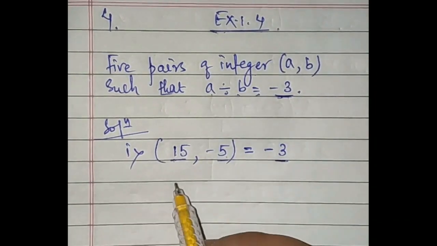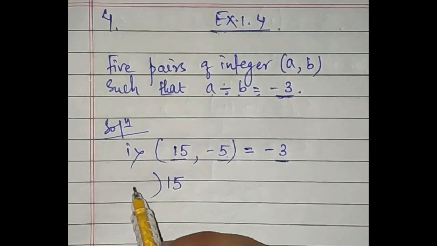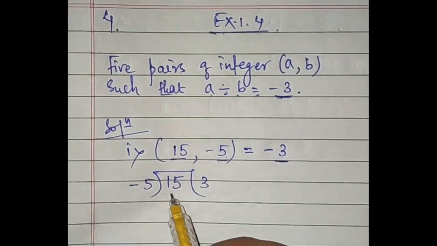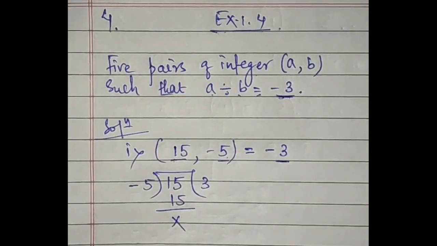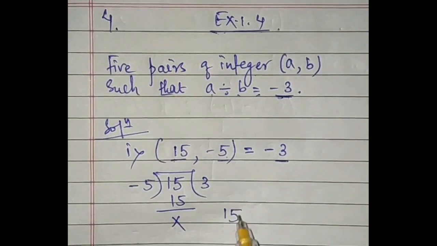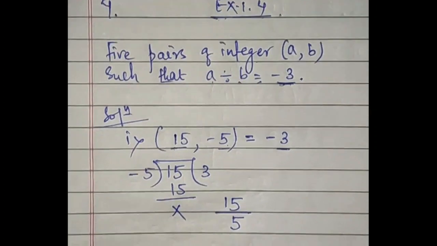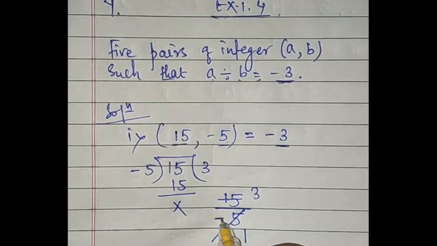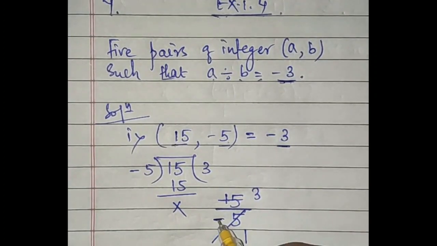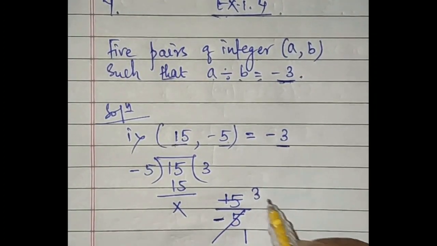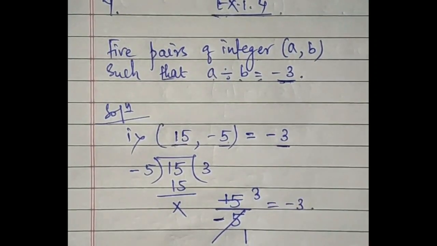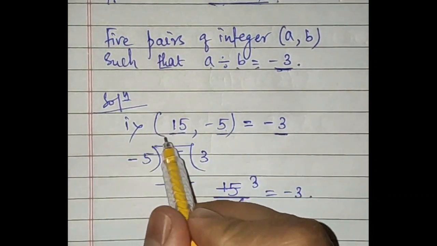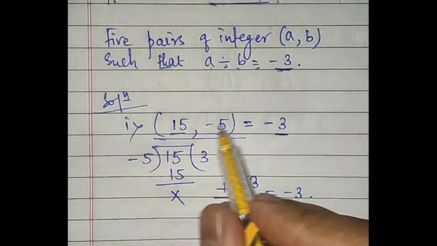So when we divide 15 by -5, what are we going to get? 5 3s are 15, isn't it? Or we can do it like this: 15 divided by 5, 5 3s are 15, and there is a minus 5, so the minus will go there. So aren't we getting -3? We are getting -3, isn't it? So our first pair of numbers is 15 comma -5.